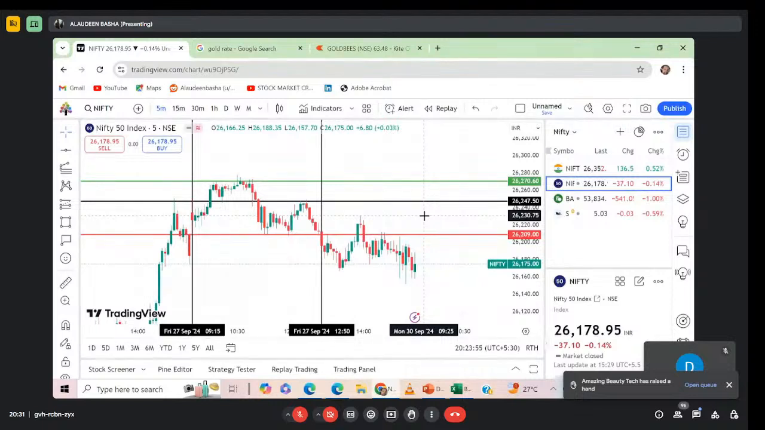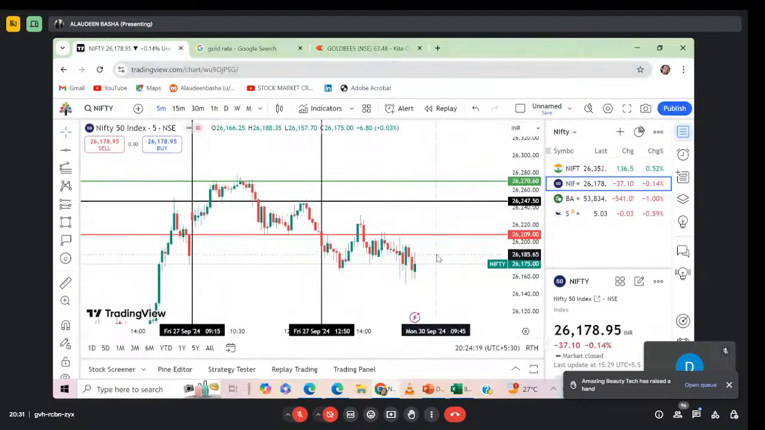You just mark the first 1 hour candle's high and low. After that, you can convert to the 5 minutes time frame. Once it breaks, you can go for the trade. If it breaks the high, you go for buy, long. If it breaks the low, you go for sell, short. Again, if you go for short, your stop loss is previous resistance.